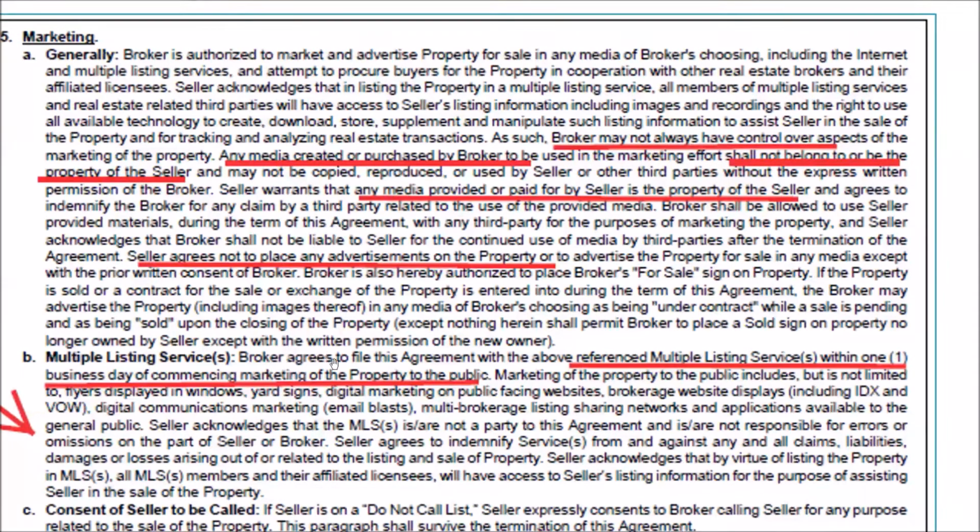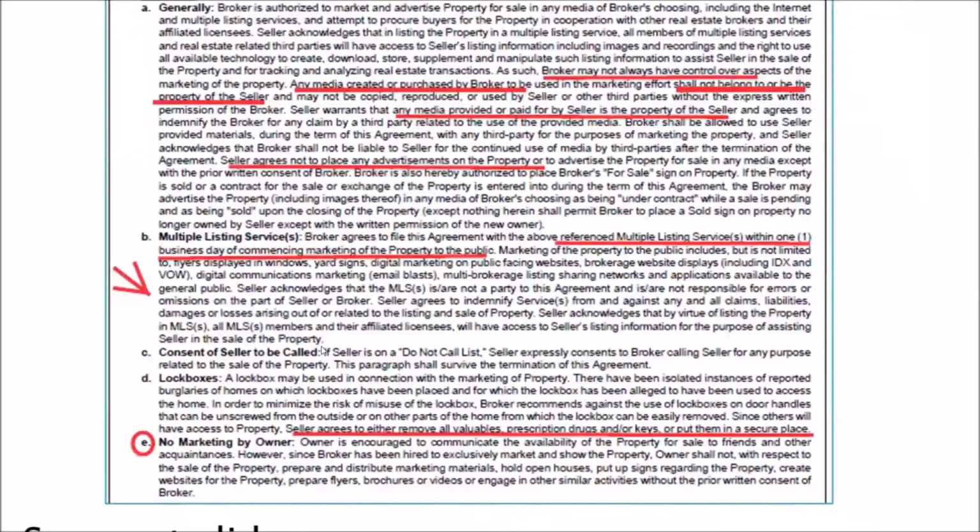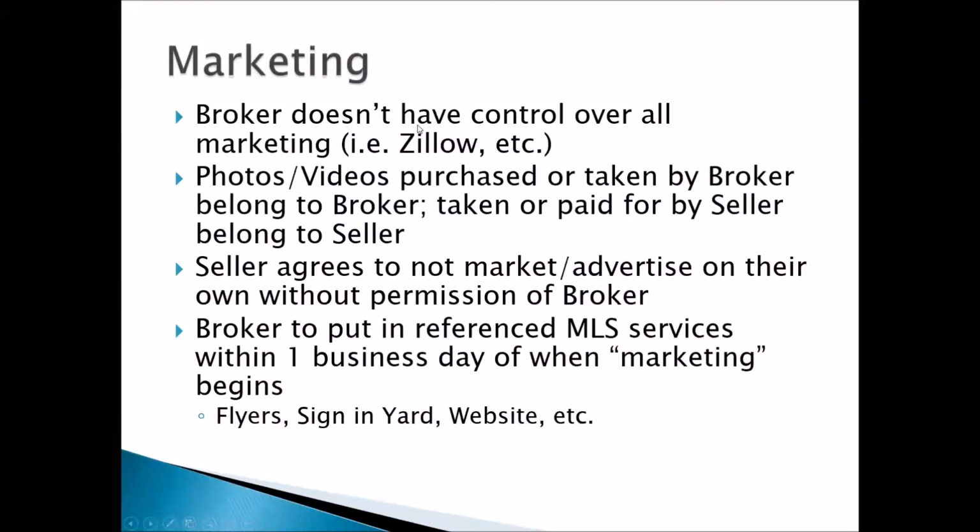Now, it also talks about the MLS services. Let me go on to the next slide. So again, that's where it is in the contract, and this is what it's talking about. As I mentioned, the broker doesn't have control over some of the online marketing. Any photos or videos that are purchased or taken by the broker belong to the broker. If they are purchased or taken by the seller, they belong to the seller.